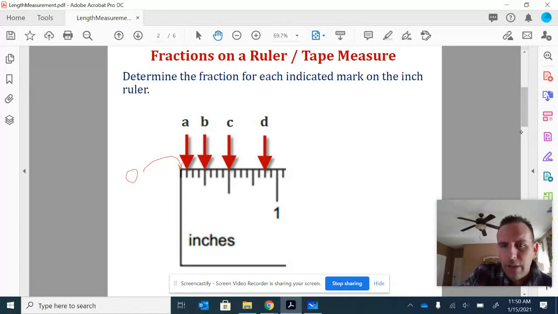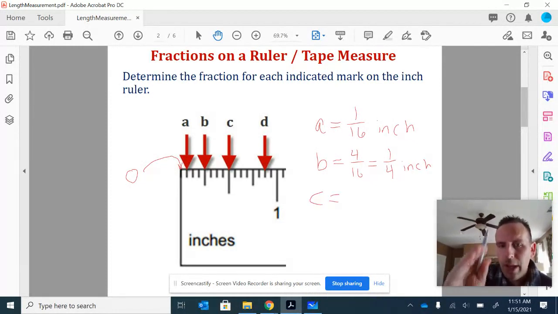All right, so A is on the very first line, so that will be our 1/16 of an inch. All right, B is on our 1, 2, 3, 4th line, so that would be 4/16 of an inch, but we would want to simplify that to 1/4 of an inch. C would be right at the halfway mark, on the 8th mark. You could write 8 out of 16, but it's much better to write it's 1/2 inch. All right, and D is 9, 10, 11, 12, 13, 14 sixteenths. It's at the 14th mark, and you would simplify that to 7/8 of an inch.